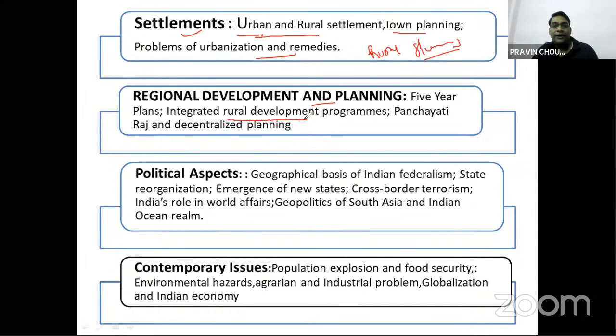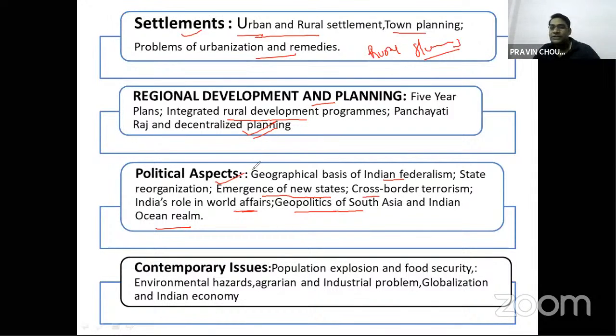Integrated rural development program, panchayati raj and decentralized planning, where governance is required, a little bit of informational governance is required, regional development planning. Political aspects: geographical basis of India, federalism, state reorganization, emergence of new states, cross-border terrorism, India's role in world affairs, geopolitics of South Asia, and Indian Ocean Realm. See, this is not a detailed syllabus. I have selected some of the topics that will give you an idea what you have to study in political aspects and in regional development planning.